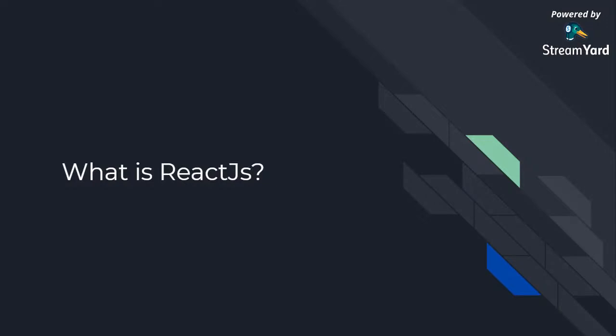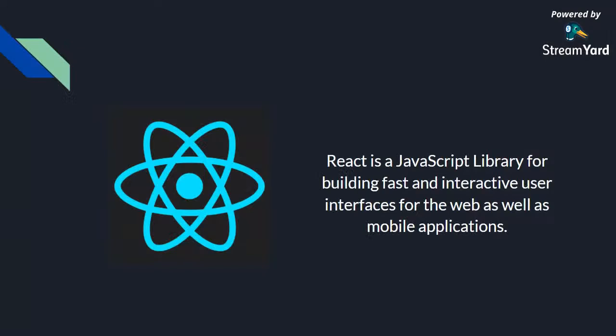React.js, however, depends on JavaScript more than Angular or Vue, because, as we will see in the further presentation, React.js uses more native JavaScript than any language that I've experienced. So React is a JavaScript library for building fast and interactive user interfaces for the web as well as mobile applications. You can develop mobile applications with React as well.